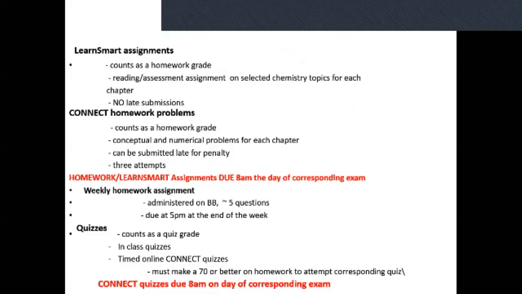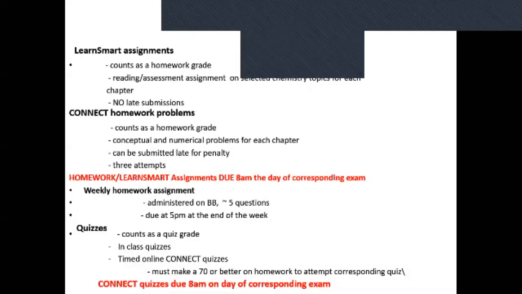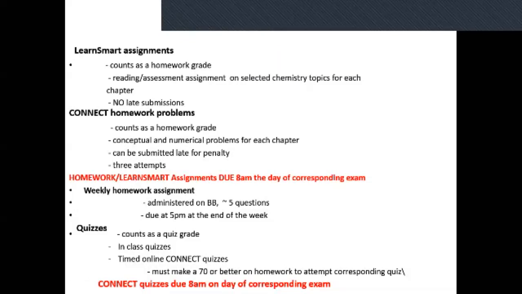The other type of assignment is the homework problems. So for each chapter, there's a series of homework problems for you to complete on Connect. And you get 3 attempts, and you have to make a 70 or better on the Connect homework to access the Connect chapter quiz. All of the homework and Learn Smarts assignments are due at 8 a.m. on the day of the corresponding exam. So you look at the exam dates, that's when your homework set 1 assignments will be due.